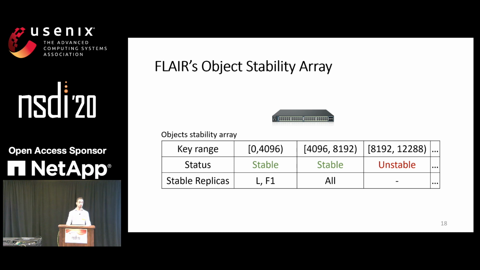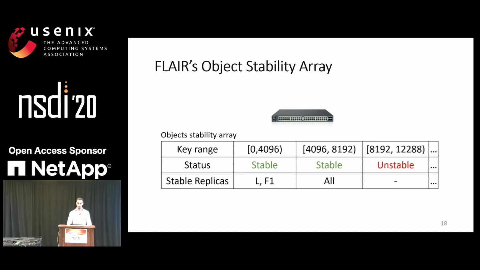In this data structure, keys are partitioned into many ranges. And for each key range, there is a status that is either stable or unstable. If the status is stable, it means that the switch knows which replicas are consistent with the leader. In the first key range, for example, the stable replicas are the leader and follower 1. And in the second key range, all of the replicas are actually stable. However, as you can see in the third key range, it's marked as unstable, which means that the switch doesn't know which replicas are consistent with the leader.